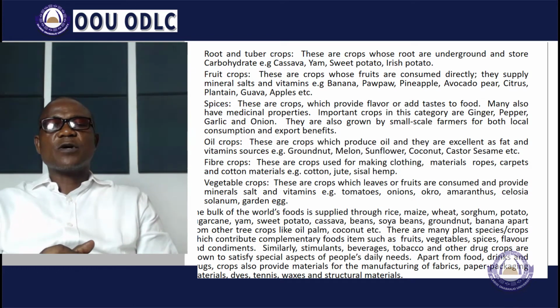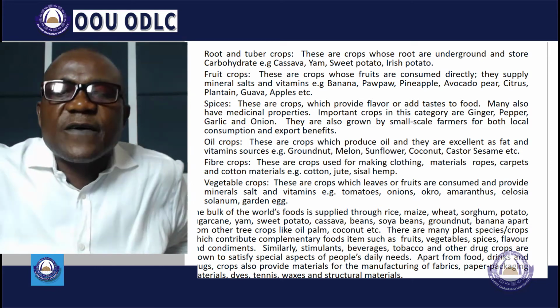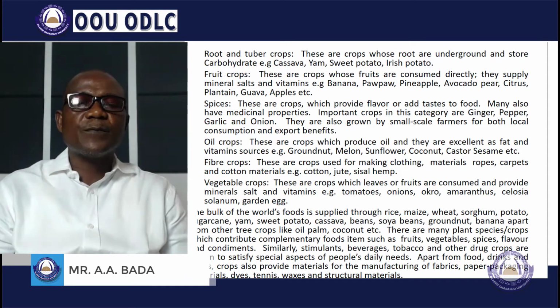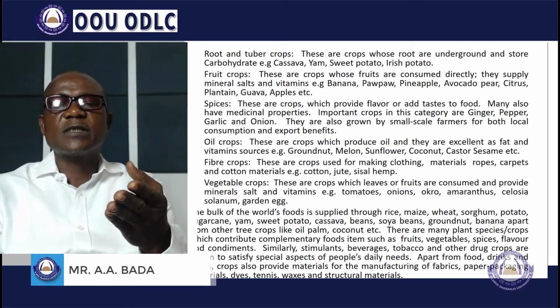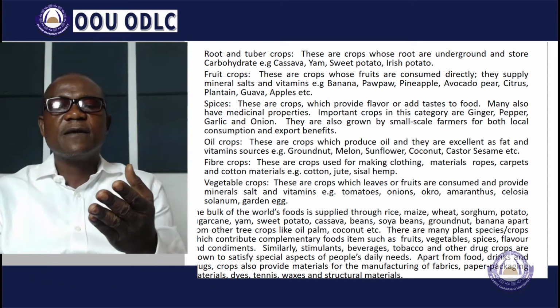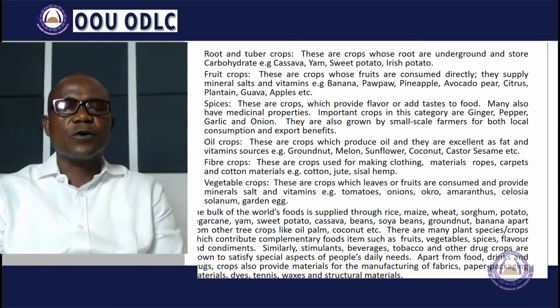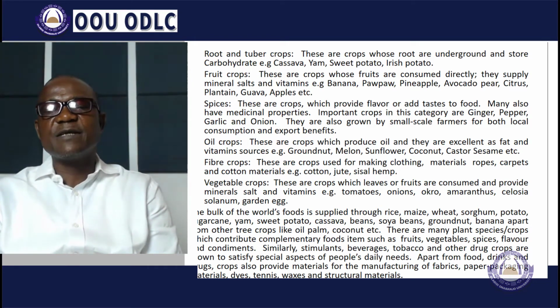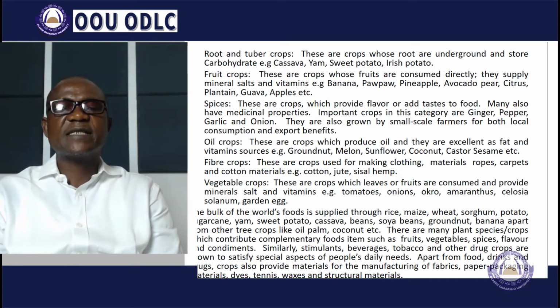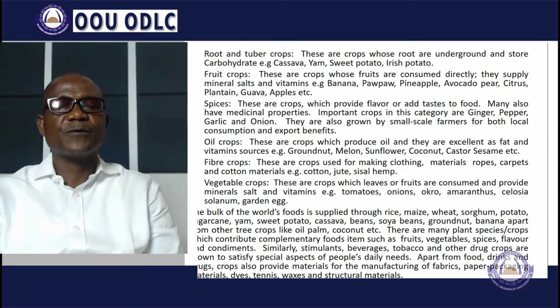Oil crops. These are crops which produce oil and are excellent as fat and vitamin sources. Examples of which include groundnut, melon, sunflower, coconut, castor, sesame, etc. Fiber crops. Fiber crops are crops that are used industrially for making clothing materials, ropes, carpets, and cotton materials. Examples of which we have cotton, jute, and sisal hemp.